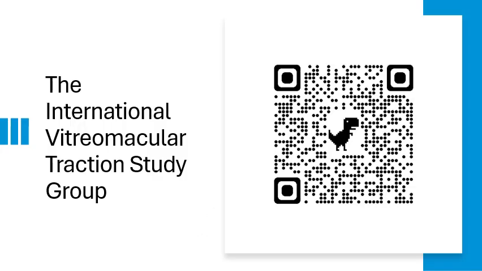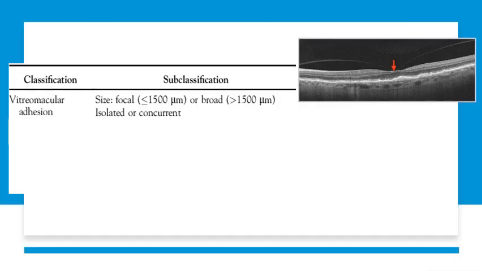One of the important resources that you need to get is the paper from the International Vitreomacular Traction Study Group. This is the QR code for that and you can access it online. The classification of this work is interesting because it enables us to grade properly the vitreomacular interface changes.